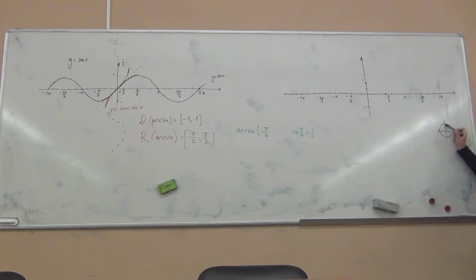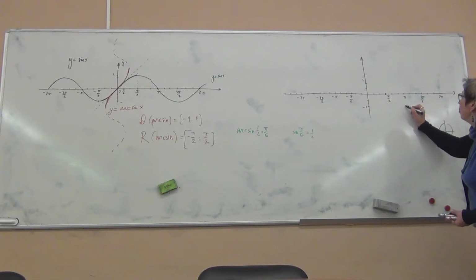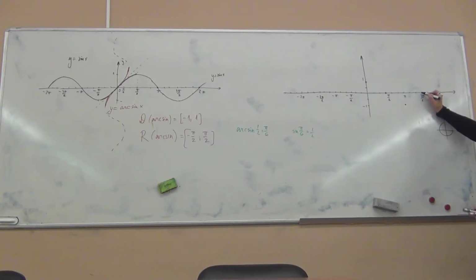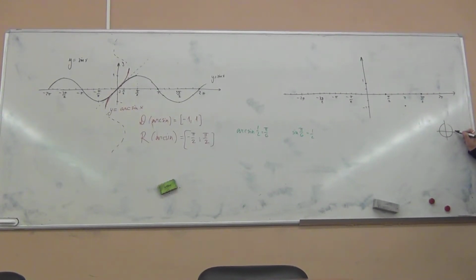At pi, it will be minus 1. So at pi, the cosine value will be minus 1. At 3 pi over 2, this angle is 0 again. And at 2 pi, full circle, it's 1 again.